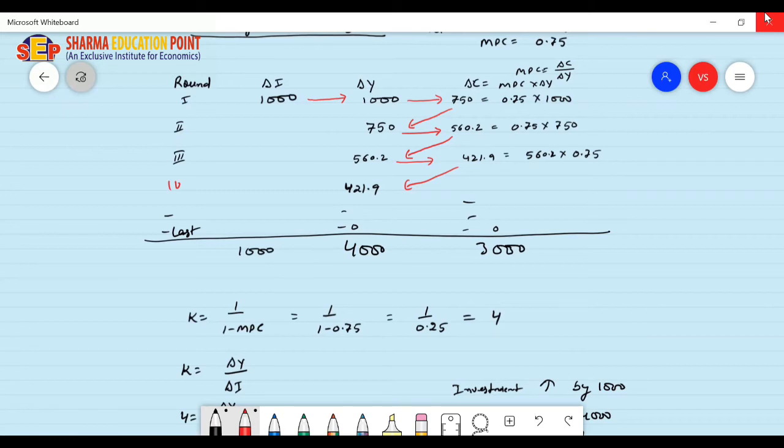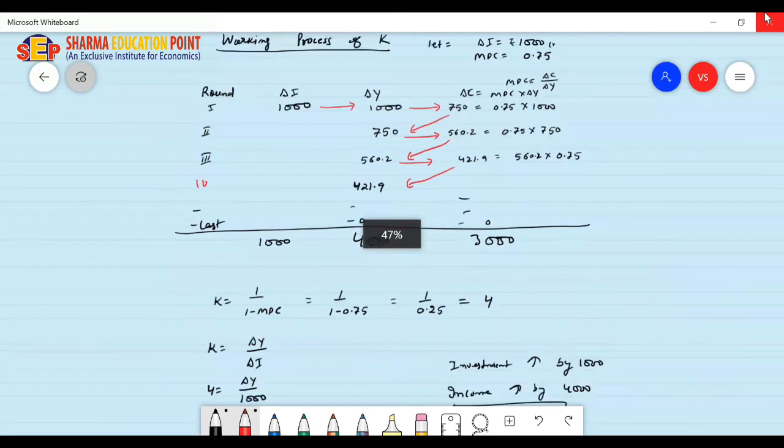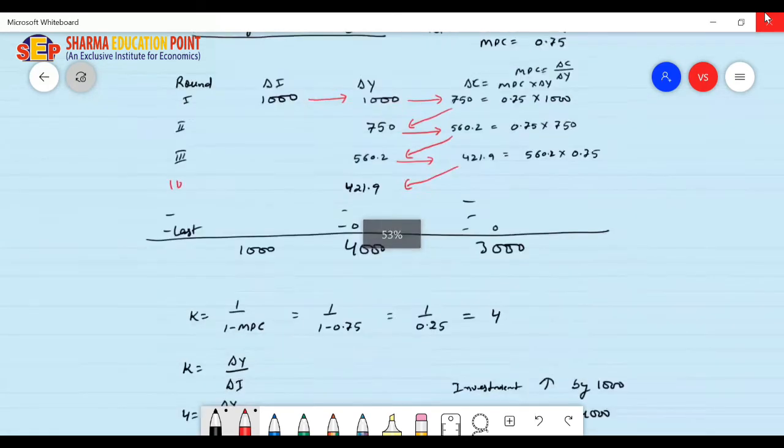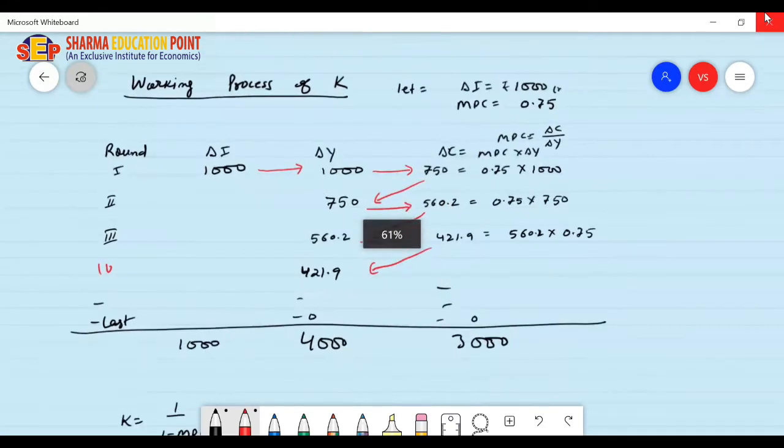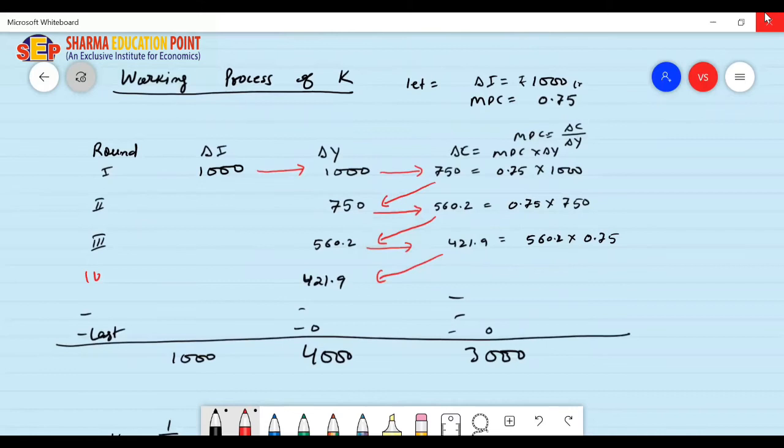This is a most important concept for your examination. So look, what is the working process of investment multiplier? What I told you, so it has been assumed, I am revising all the concept now. It has been assumed that your investment is 1000 crore changes and MPC is 0.75, and it is the assumption that the expenditure of one person is the income of another person. So here in round 1, the expenditure of 1000 takes place.